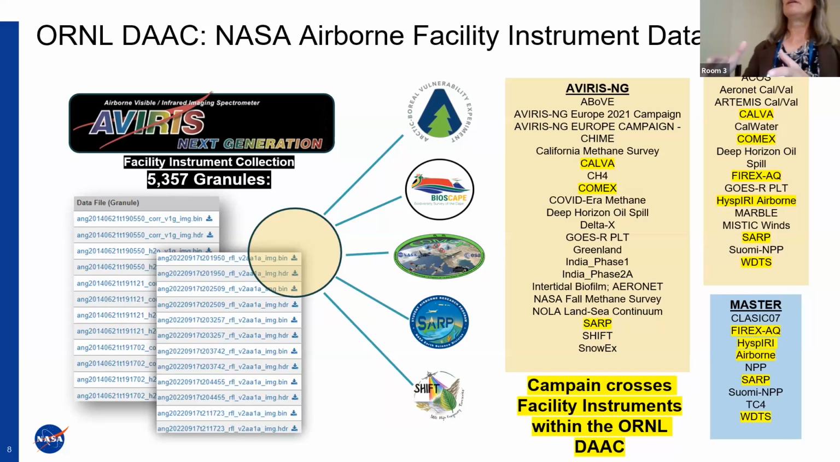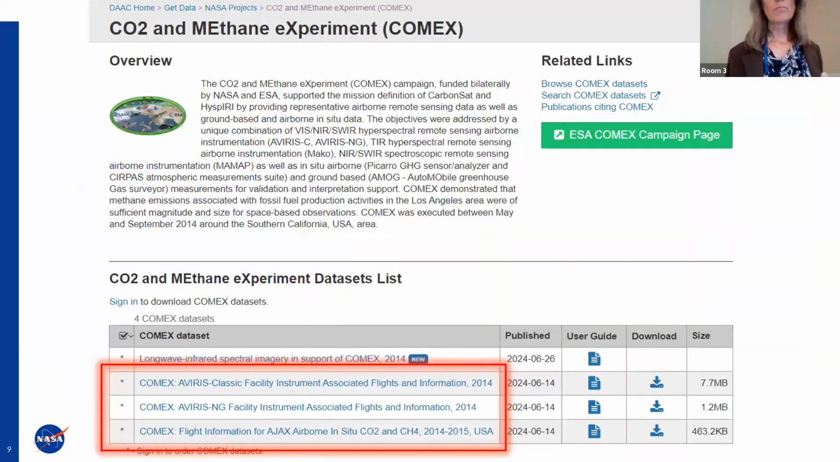And then you've got facility instruments that have flown, for example, the COMEX campaign, that are at other DACs. So the web unification effort and the metadata work that's going on is going to be really helpful in tying all these pieces together. Just to highlight, the COMEX campaign had Avris instrument data, and then it also had, kind of hidden behind there, data that is at another DAC.